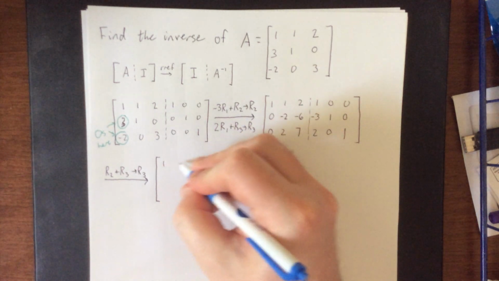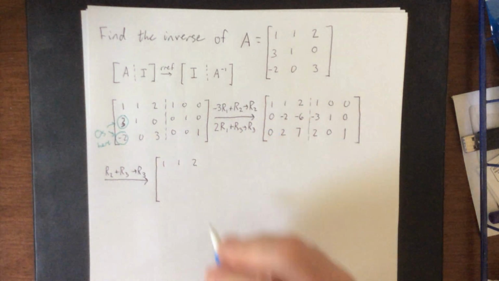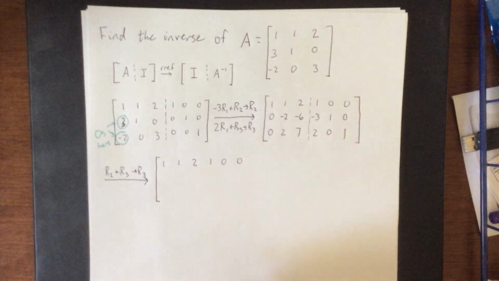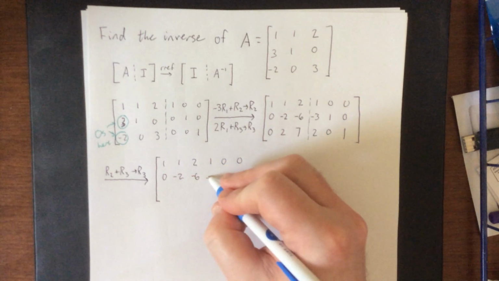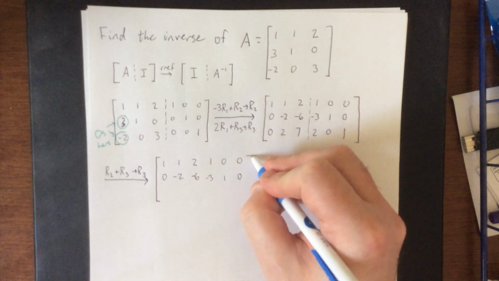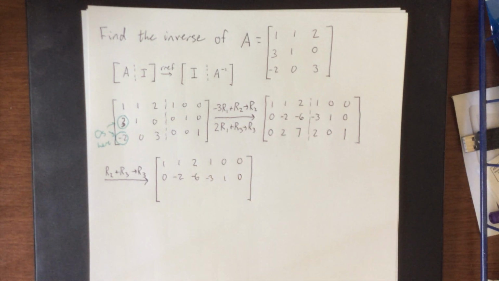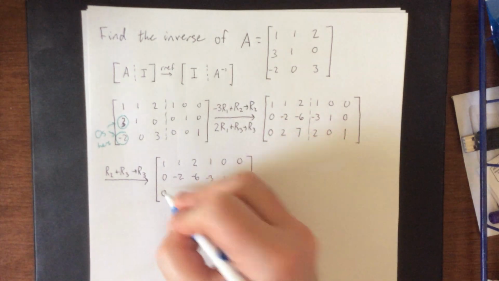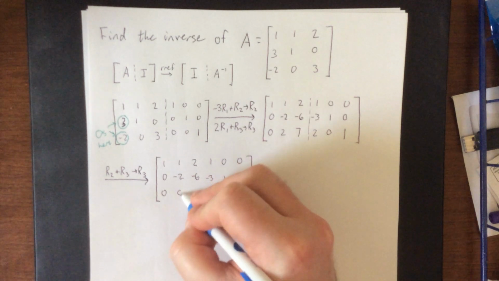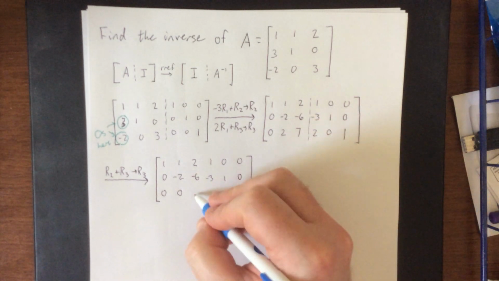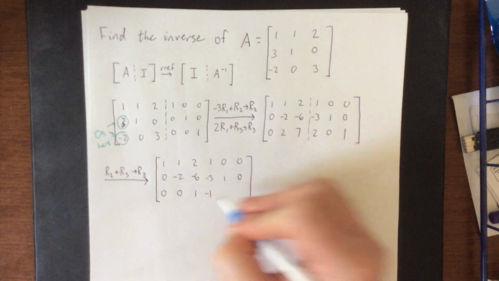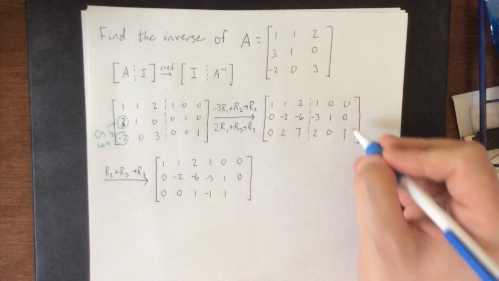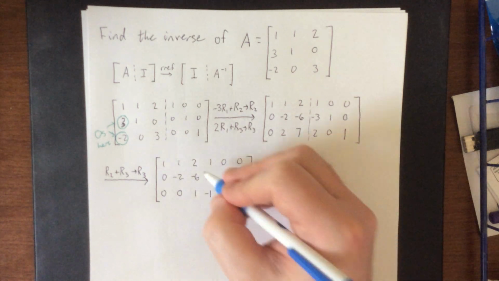So with that in mind, first 2 rows will stay exactly the same. 1, 1, 2, 1, 0, 0 for the first row. 0, -2, -6, -3, 1, 0 for the second row. And now we're going to add these 2 rows together. 0 plus 0 will give us 0. -2 plus 2 will give us 0. And -6 plus 7 will give us 1. -3 plus 2 will give us -1. 1 plus 0 will be 1. And 0 plus 1 will be 1 as well.